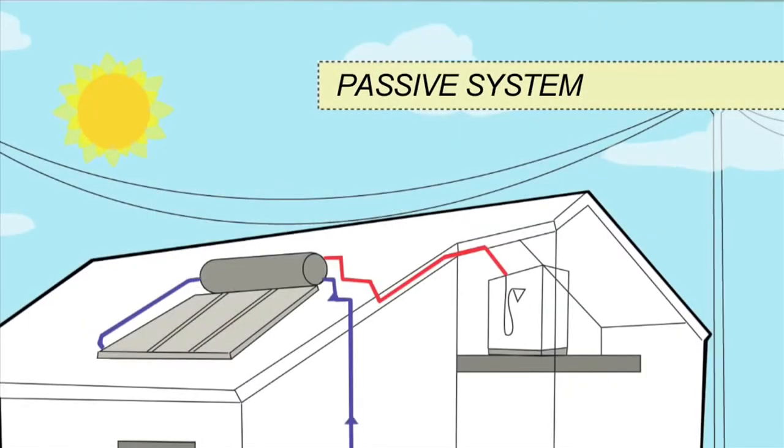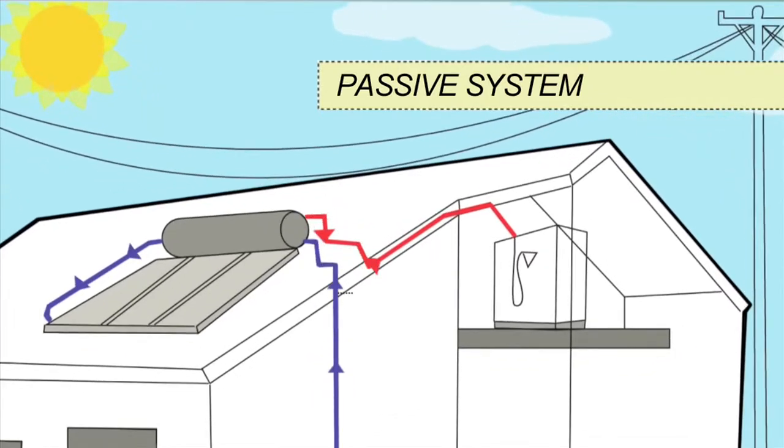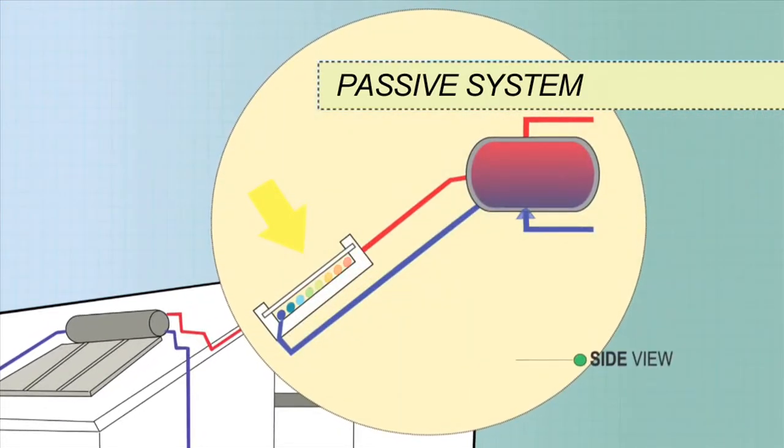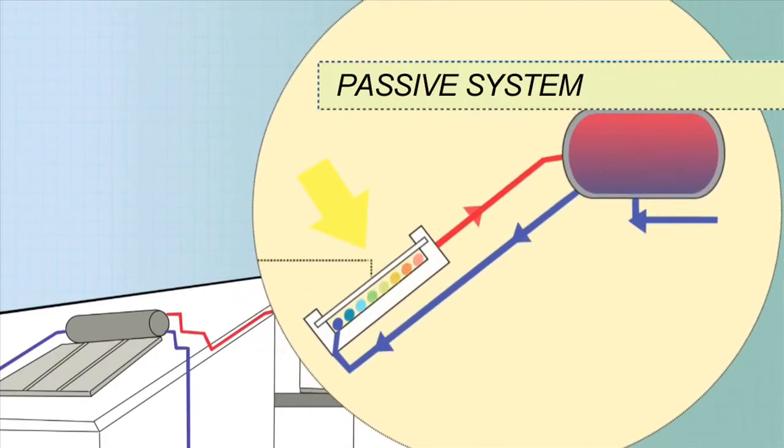In passive systems, also known as thermosiphon systems, the tank sits above the collectors. Colder water sinks into the collectors, whilst warmer water rises unassisted from the collectors into the tank.